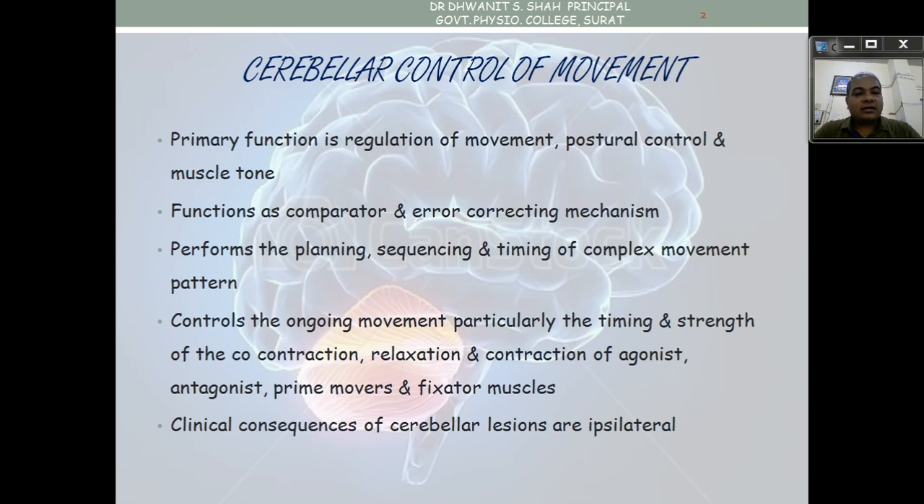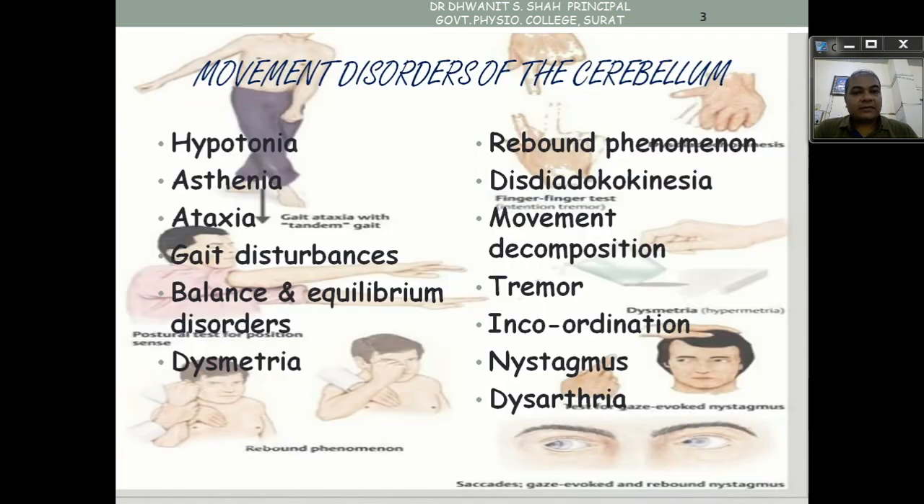It also has a role in clinical consequences: cerebellar lesions are ipsilateral, that you must know. Cerebellar signs or lesions are most commonly ipsilateral. This is on one side only, right? So I think you are clear with this cerebellar control of movement. Next is the movement disorders of the cerebellum.